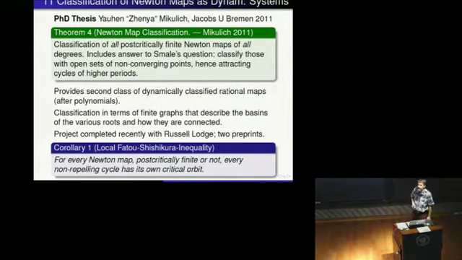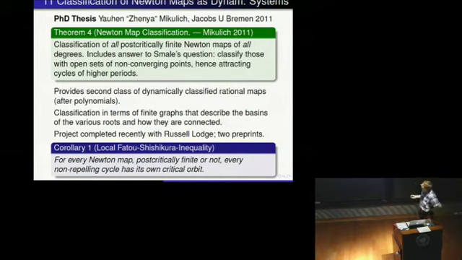Many people are working on it. But the Newton maps are ones for which you have good combinatorics because they have immediate basins, they touch all at infinity, and they help to understand the dynamics. So he has a classification of all post-critically finite Newton maps of all degrees. And of course, if you classify them all, in particular, there's a classification of all those that have cycles of higher period. So a special case is an answer to Smale's question.